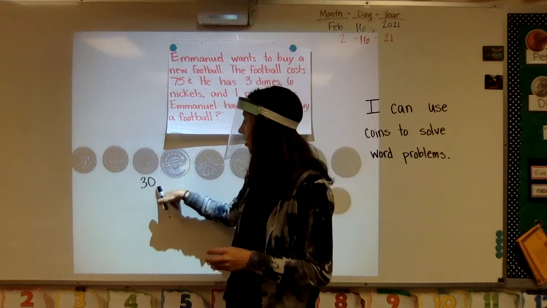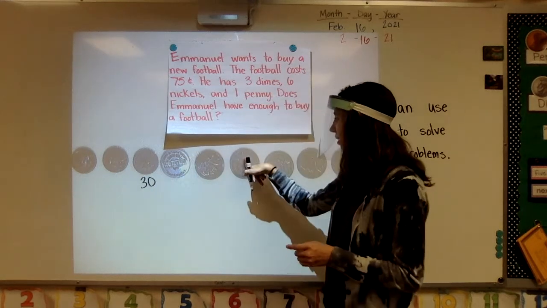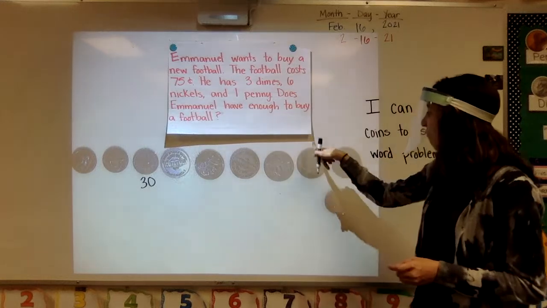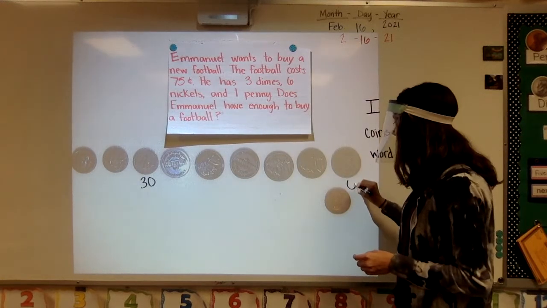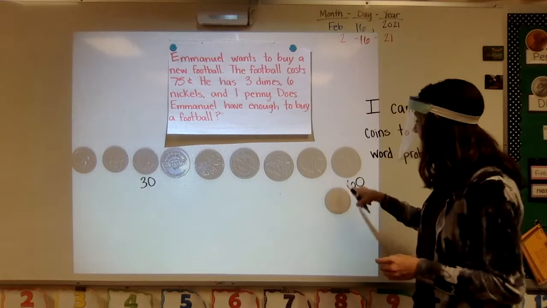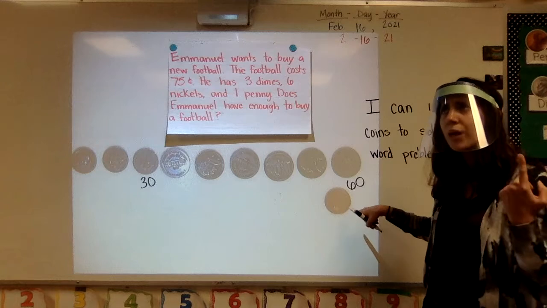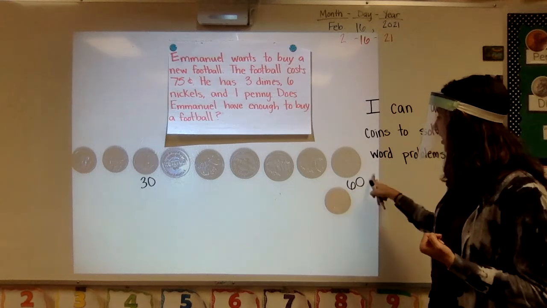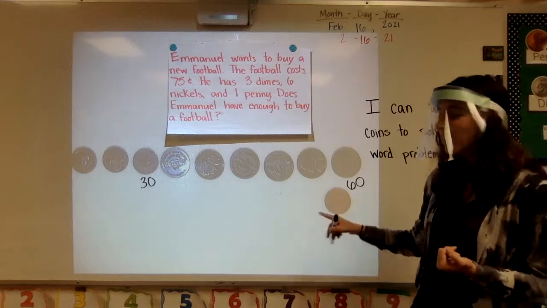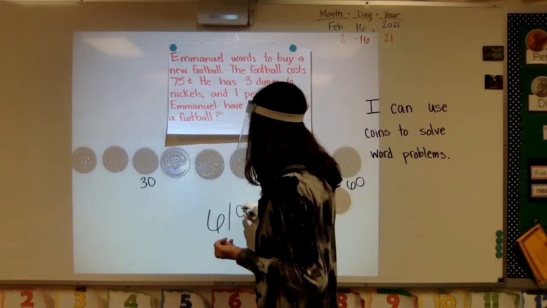So I have 30, 35, 40, 45, 50, 55, 60. Now I don't have any more nickels. Next I have a penny. So I have to stop at 60 and switch my brain and count by ones. That's right. So we have 60, 61. So Emmanuel has 61 cents.